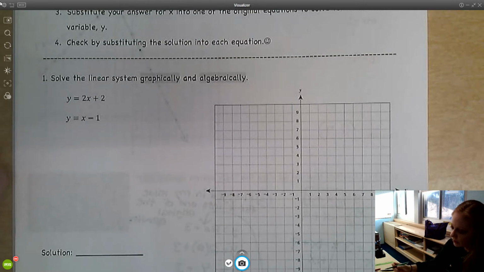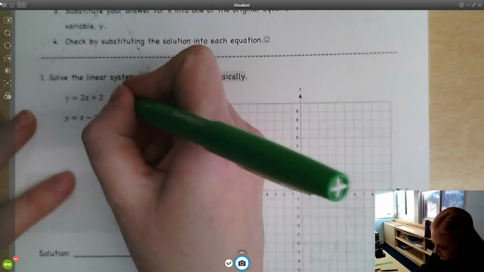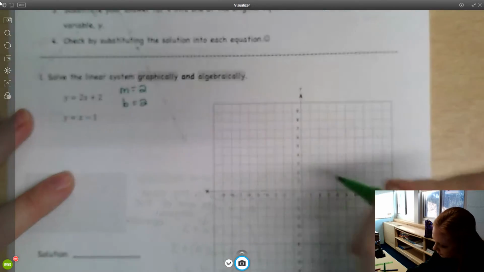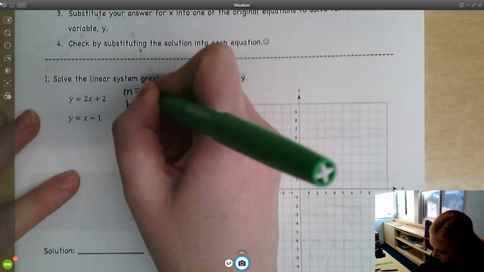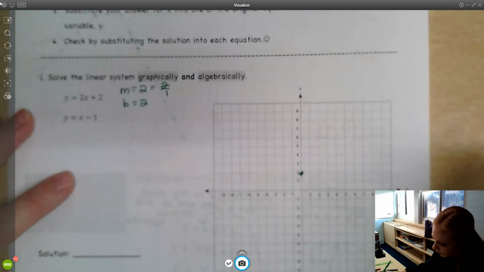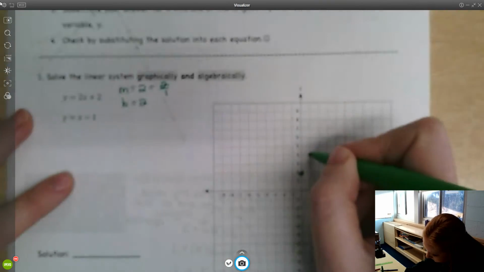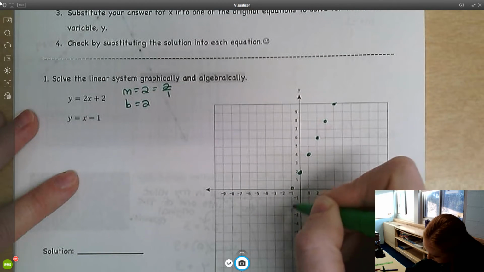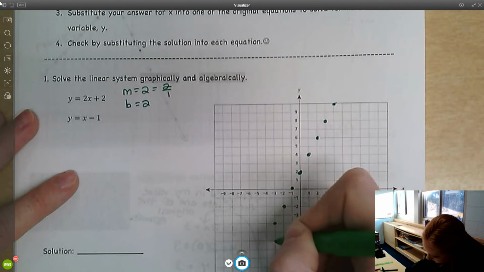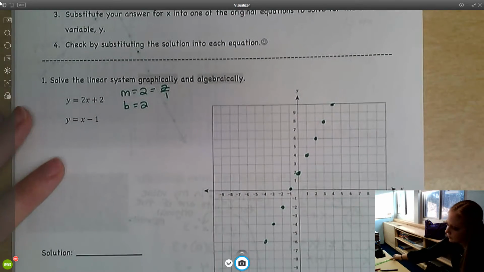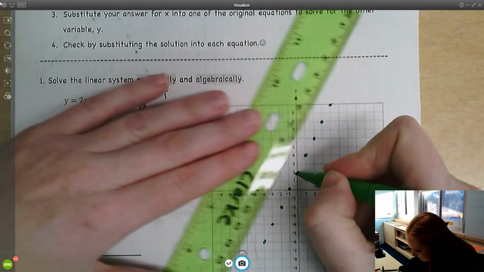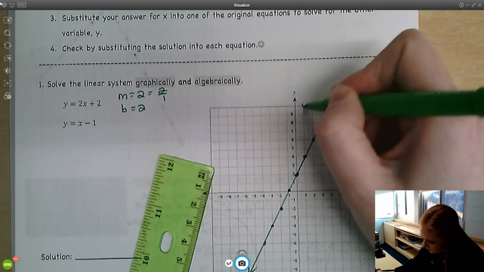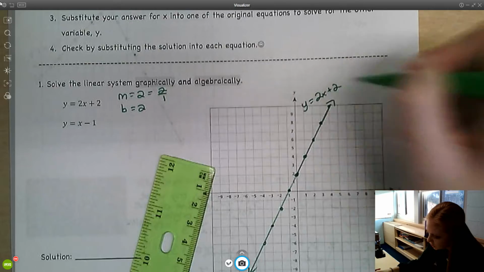So let's start by solving graphically like we have done in the past, where our m is 2 and our b is also 2 here. So I'm going to start at 2, and then I'm going to move up 2, right 1, and down 2, left 1. That was y equals 2x plus 2.